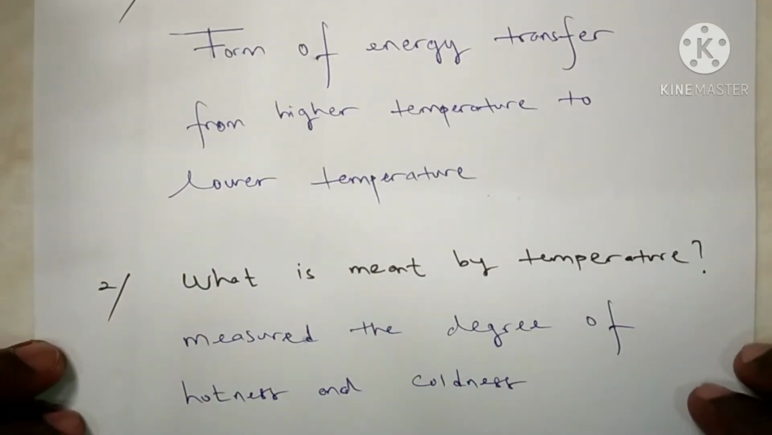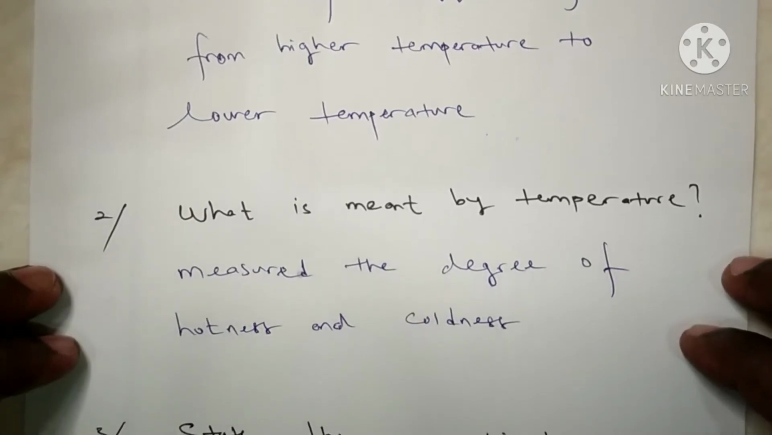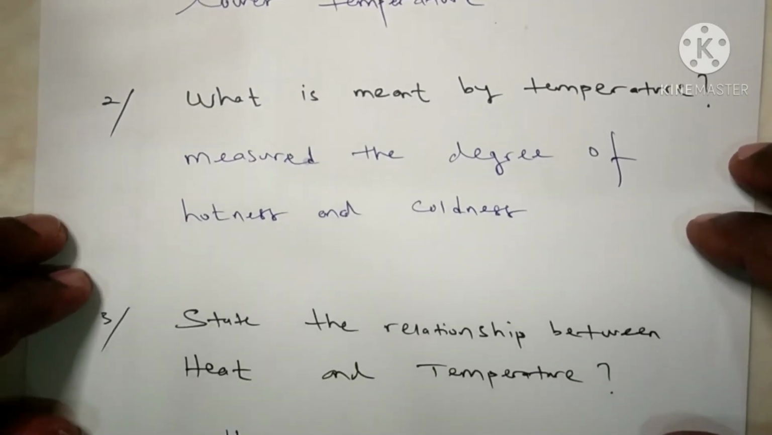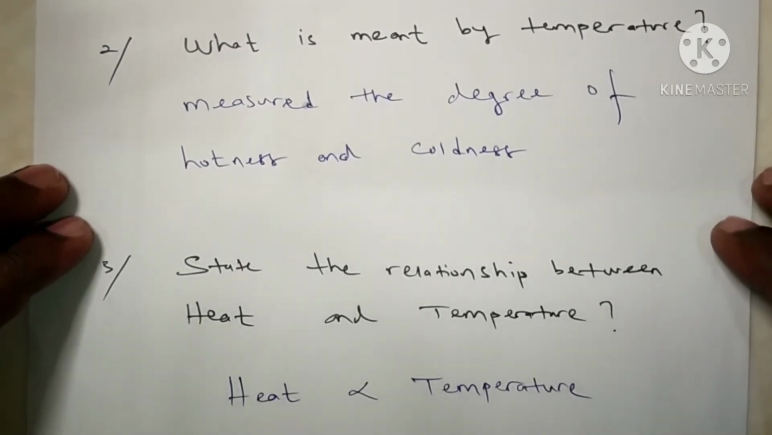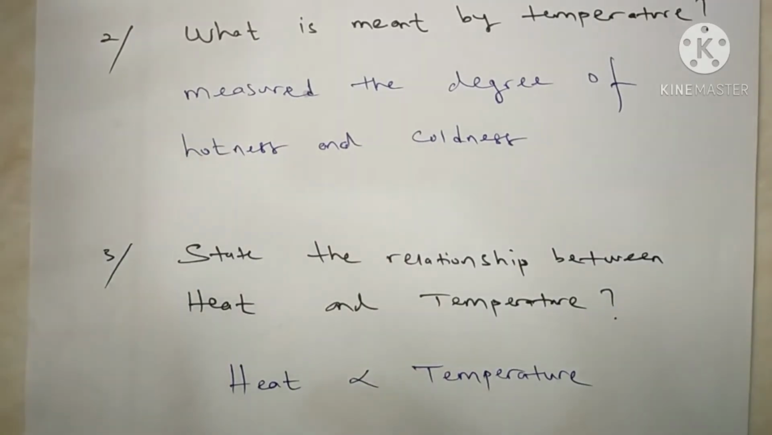Now, state the relationship between heat and temperature. Heat is proportional to the temperature. When heat increases, temperature increases too. And when heat decreases, temperature also decreases.